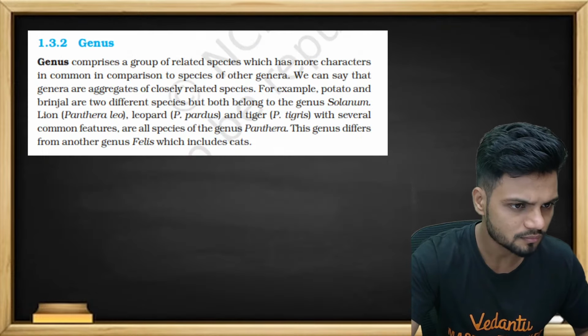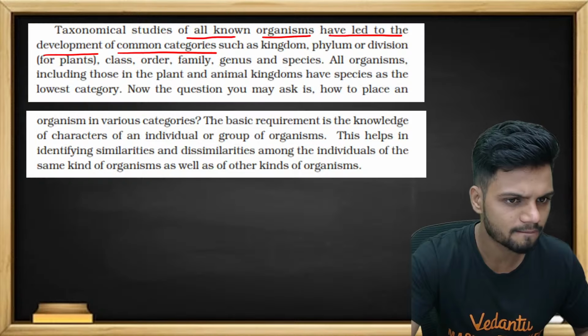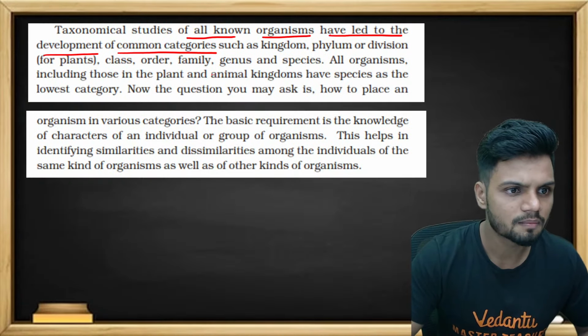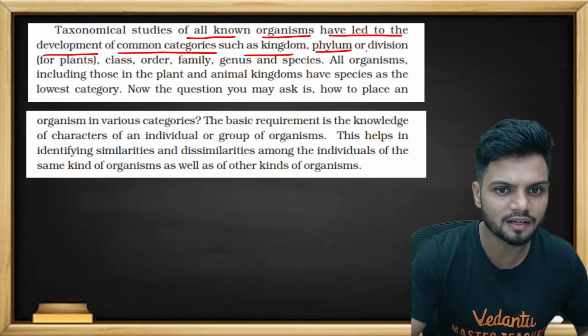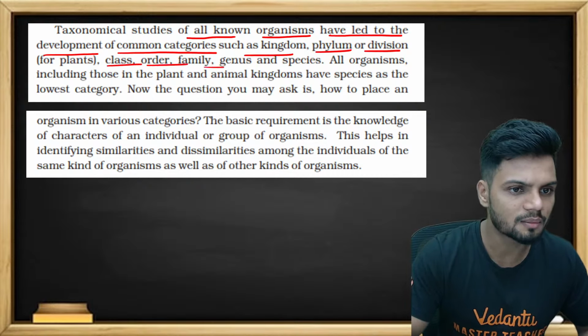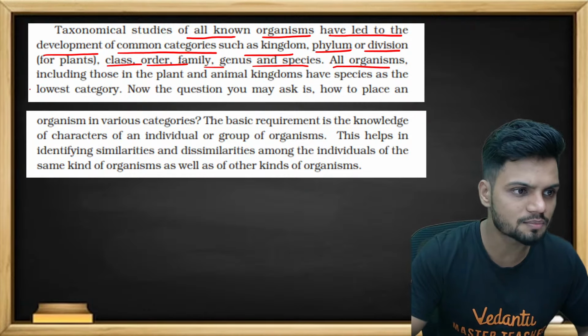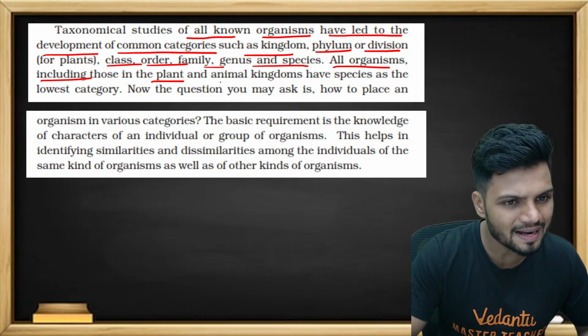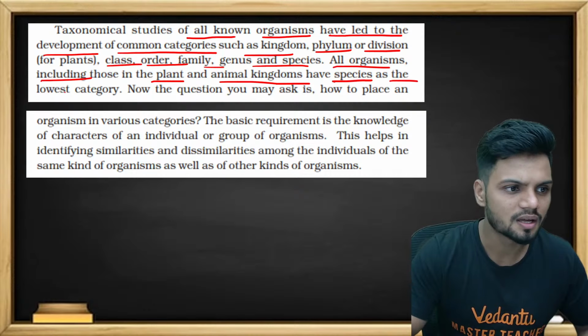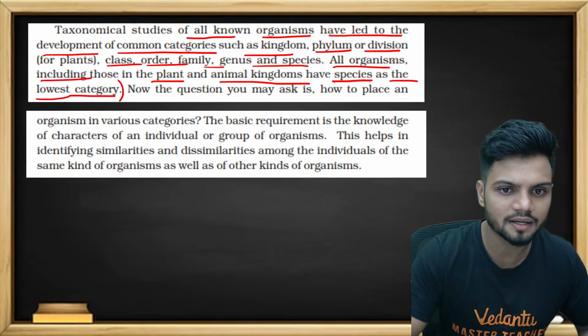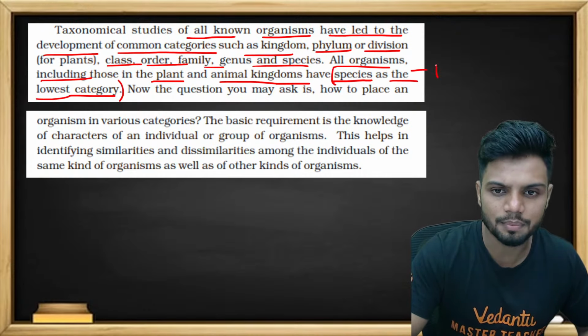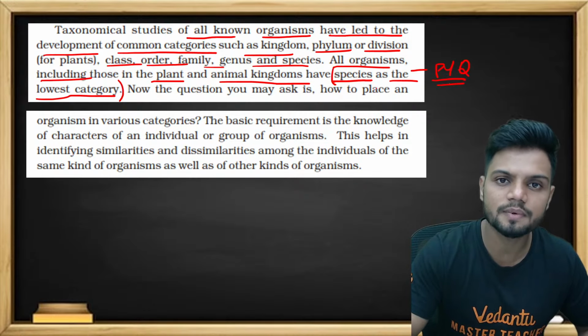Okay, understand? All organisms are placed in common categories such as kingdom, phylum, division, class, order, family, genus and species. All organisms, including those in the plant and animal kingdoms, have species as the lowest category. So which is the lowest category, students? Lowest category, this is a PYQ. The lowest category is the species.